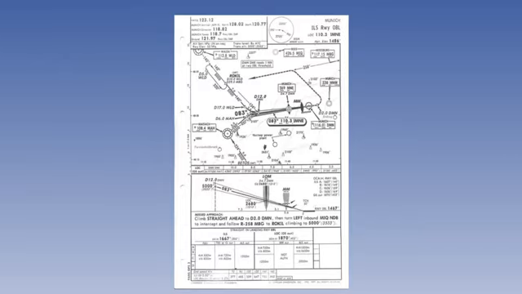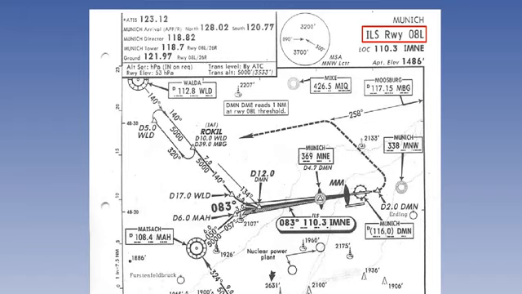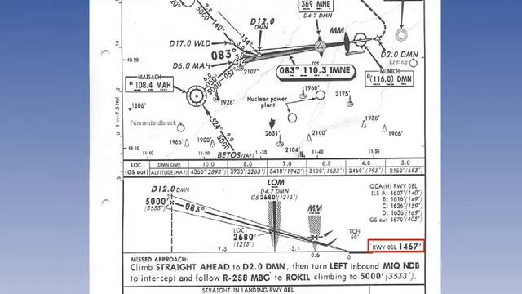This is a typical approach chart. This one is for the ILS to runway 08 left at Munich. Note that the touchdown elevation of 08 left is 1,467 feet.